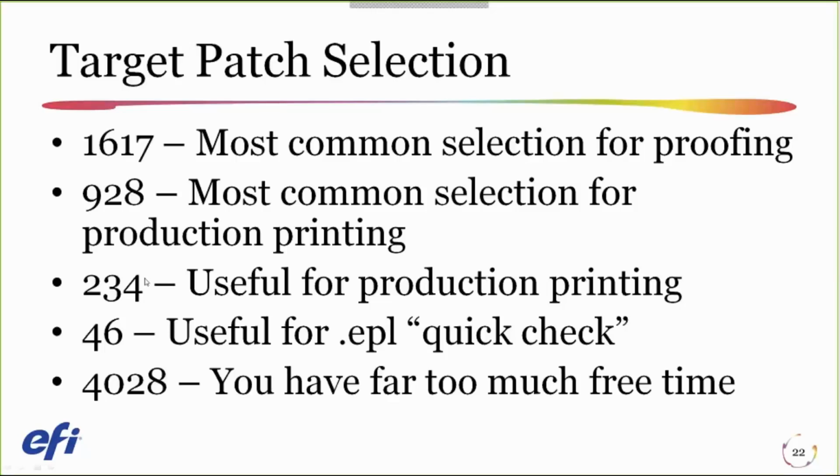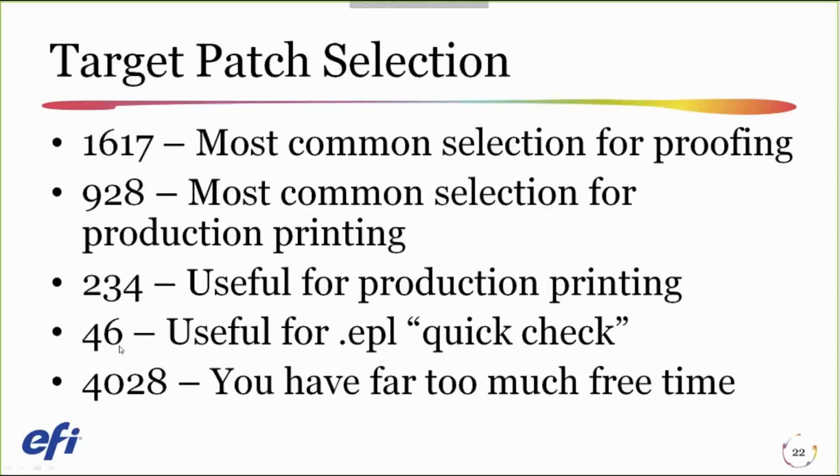Also useful for production printing, however, is the 234 patch target. To be honest, I even have some proofing customers that are using the 234 patch target. Makes some people a little nervous, okay? They want all the information in that 1617 patch target, but the 234 patch target is very, very good if you're just looking for pleasing color, and it's a very, very fast way to get up and running.